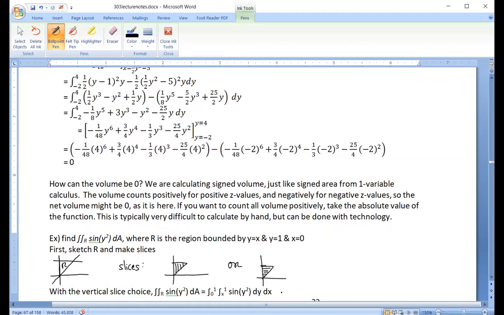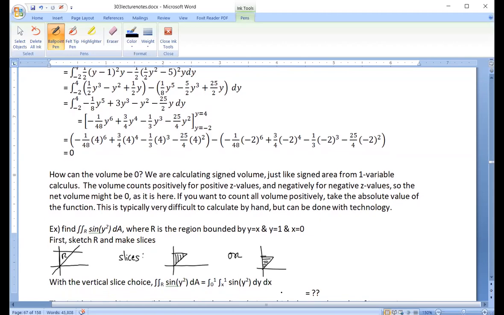Since x equals 0 and y equals 1 at y equals x, you just get 0, 1. So x goes from 0 to 1. And then for dy, the lower y value is y equals x, so the lower y value is x, and the top value is 1.